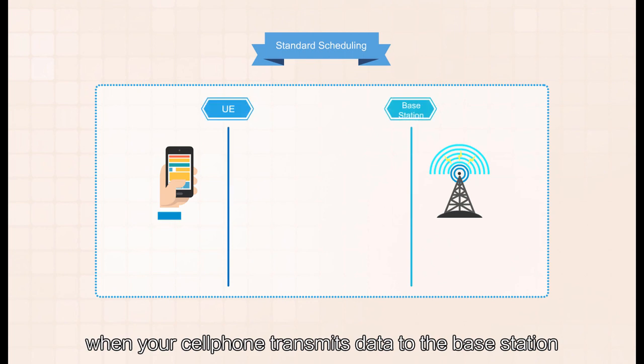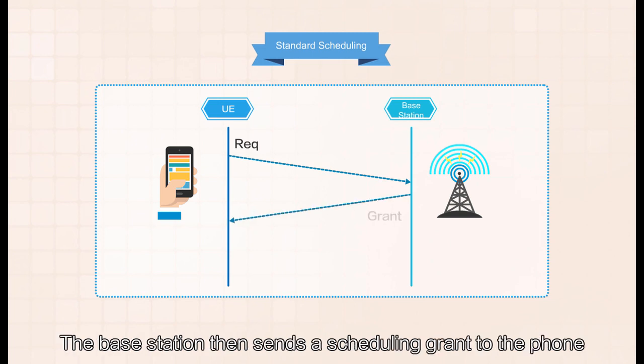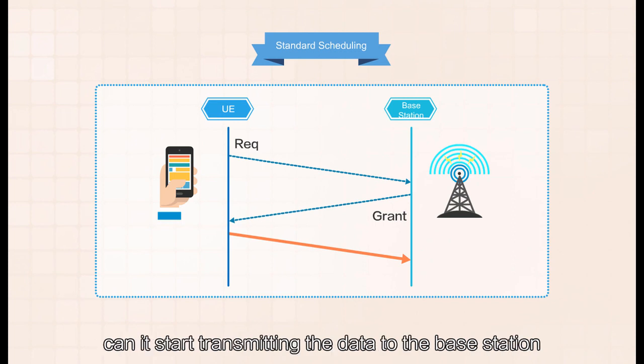Normally, when your cell phone transmits data to the base station, the mobile phone first needs to send a scheduling request. The base station then sends a scheduling grant to the phone, and then, only after the phone has received the grant, can it start transmitting the data to the base station.